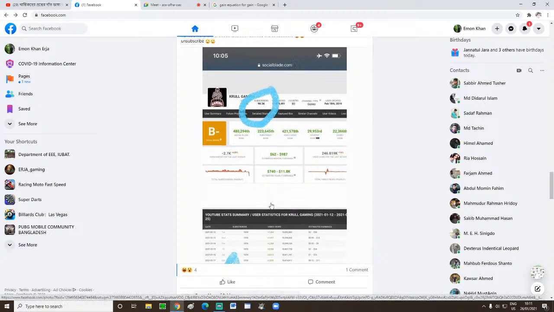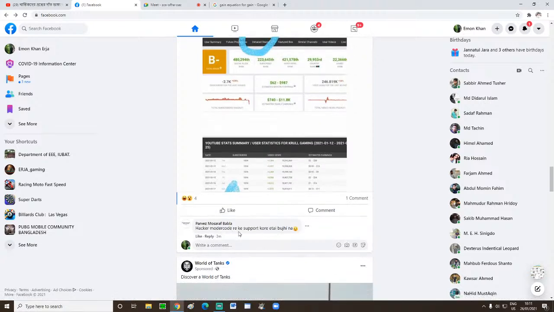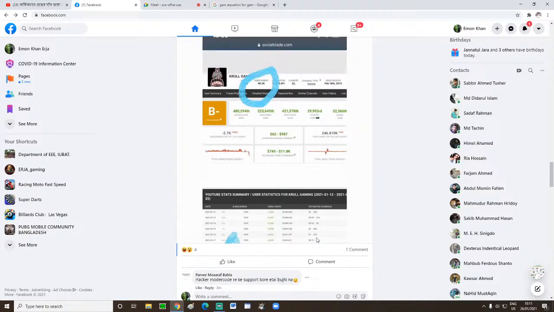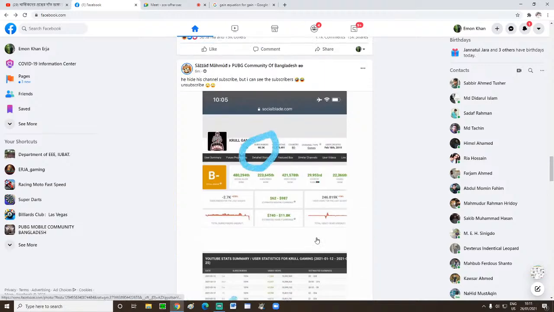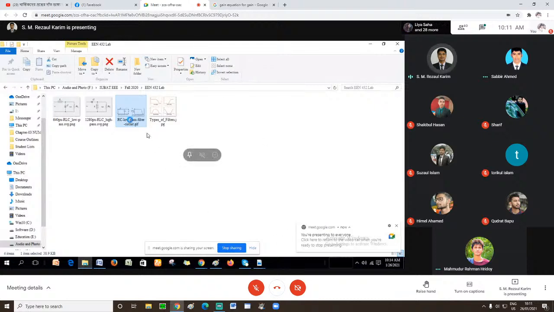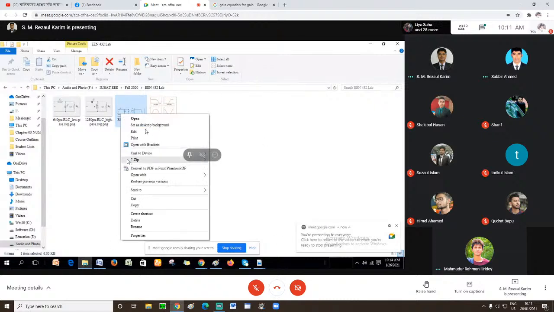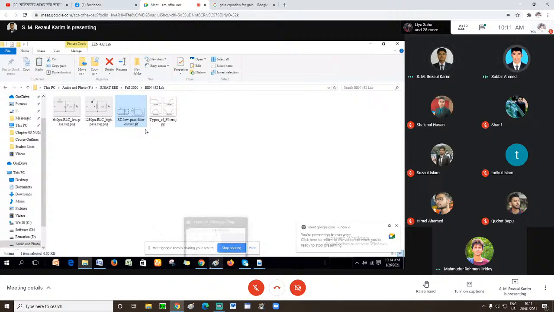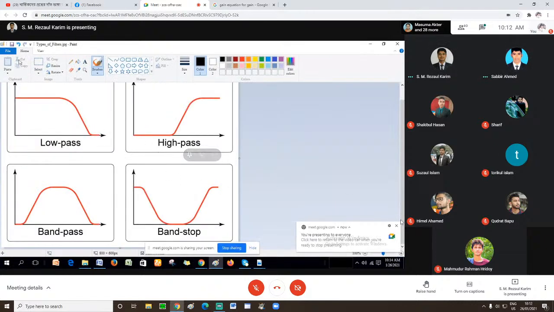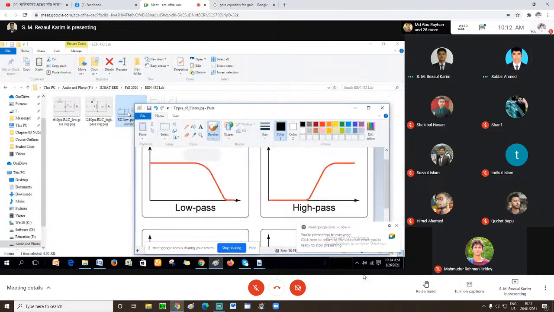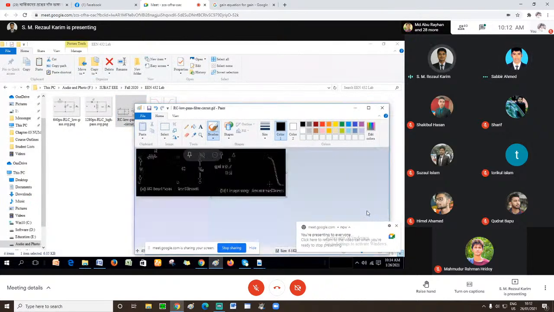Anyway, this is one. Another thing that you need to understand is copy pose first. Concept.